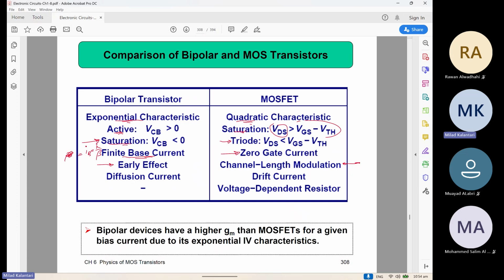And here it is describing how the current is conducting inside the channel. Basically, here it is drift, and for the bipolar, it is diffusion. And for the MOSFET, we can define some region that is a voltage dependent resistor, but we don't have that region in the bipolar device.